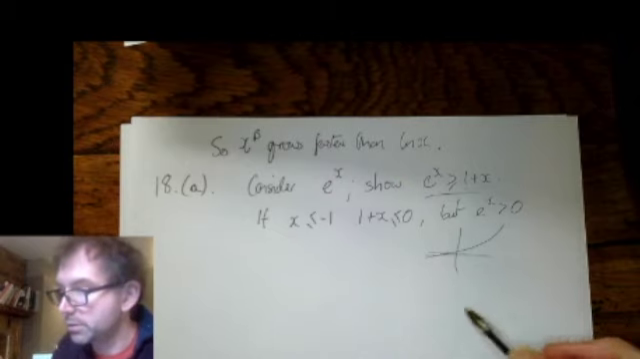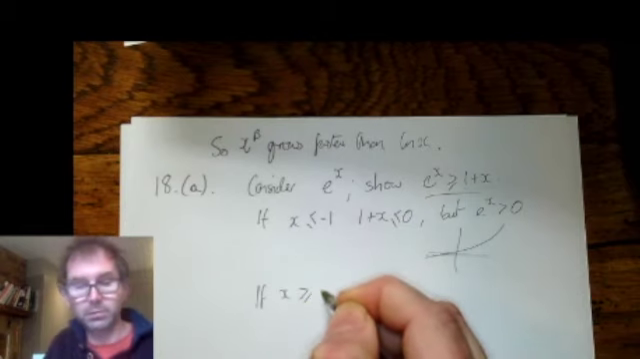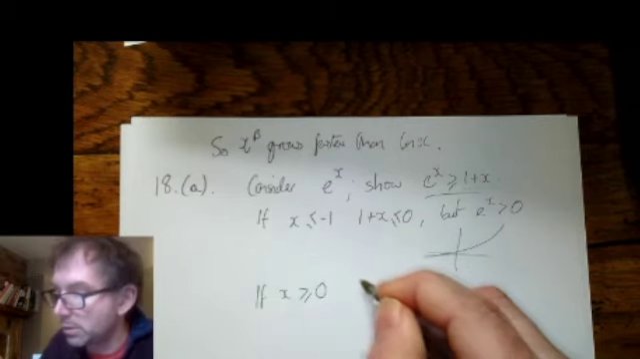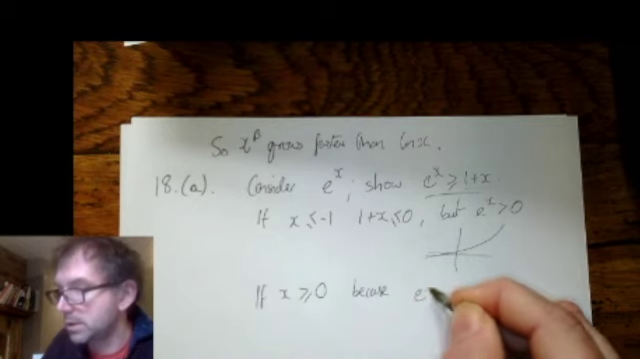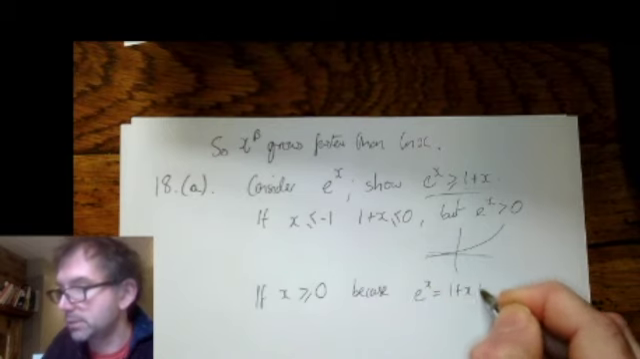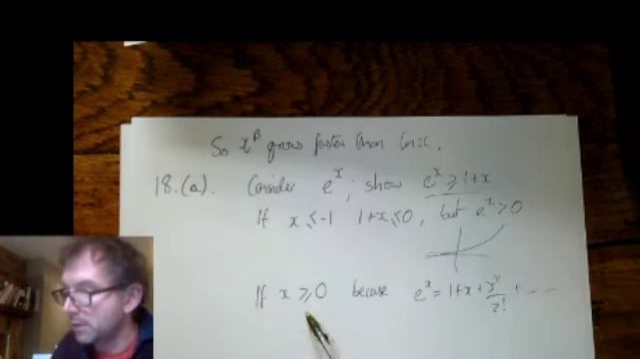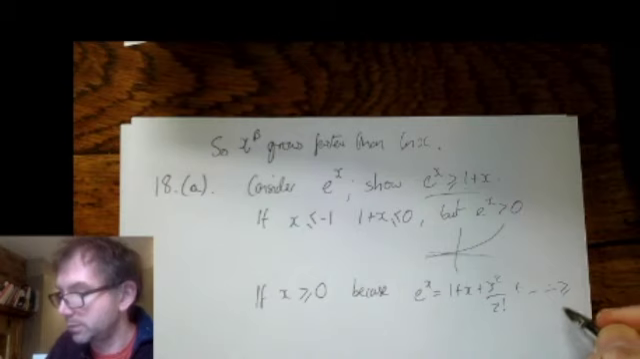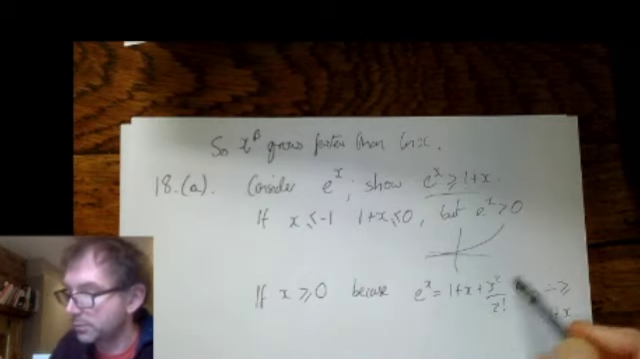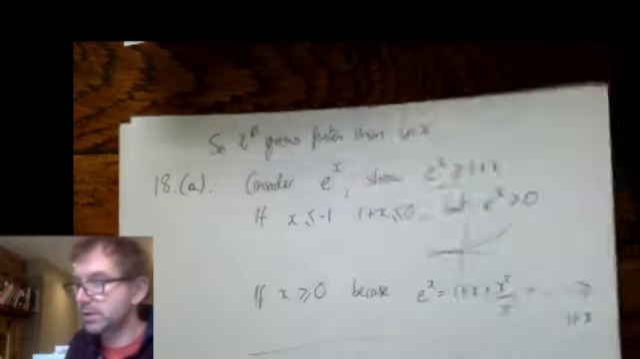But it's also going to be true if x is bigger than or equal to 0, because we have e to the x is equal to 1 plus x plus x squared over 2 factorial plus whatever. If x is bigger than or equal to 0, all of these terms are positive, and so this is bigger than or equal to 1 plus x, just to get rid of those positive terms. Where it is a little bit more difficult is in the middle.